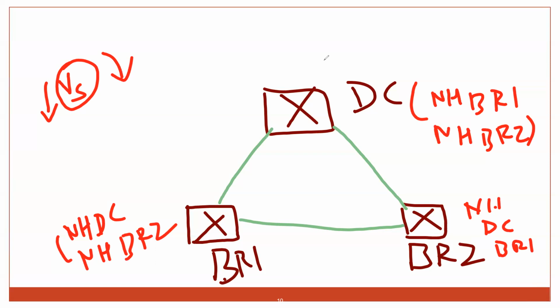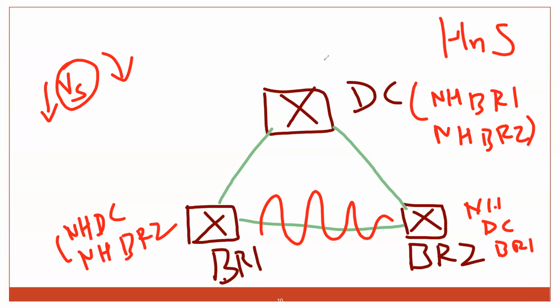Now suppose there is one requirement that you don't want this branch to branch tunnel. You want your traffic to go to the data center first and then reach the other side. This type of topology is termed hub and spoke. So what we want is that all the spokes should communicate with the hub first and then reach the other spoke. The spoke to spoke communication we want to break.